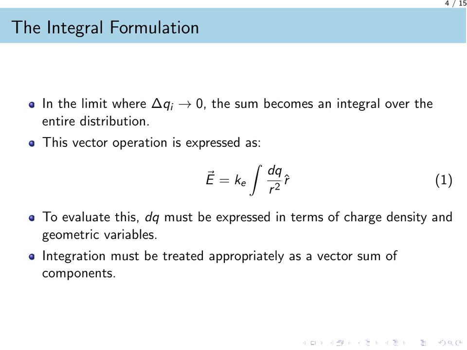The electric field is formally expressed as the Coulomb constant multiplied by the integral of the differential charge element, dq, divided by the distance squared, and pointing in the unit vector direction. To evaluate this integral in practice, the charge element dq must be rewritten in terms of a charge density and geometric variables. Because this integration is a vector operation, the field components must be resolved and integrated appropriately.